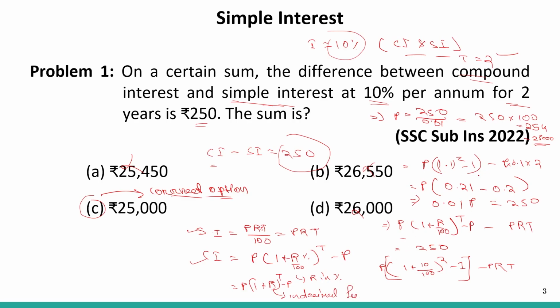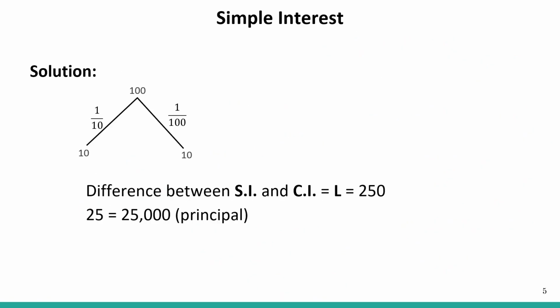Then we did simple arithmetic operations, and what we are left with is 0.01 into P is equal to 250. So solving it, P is equal to 250 into 100, that is 25k, which is equal to 25,000. So let's go forward to the next question.